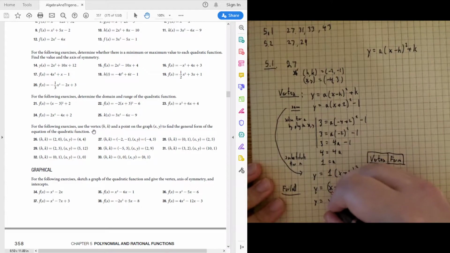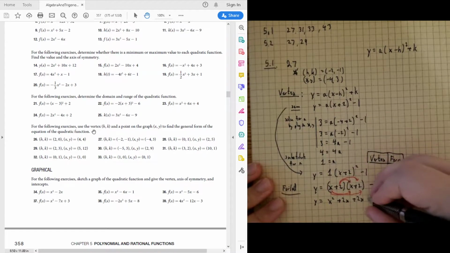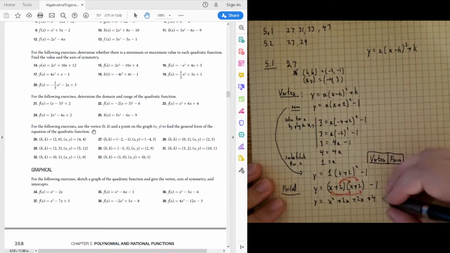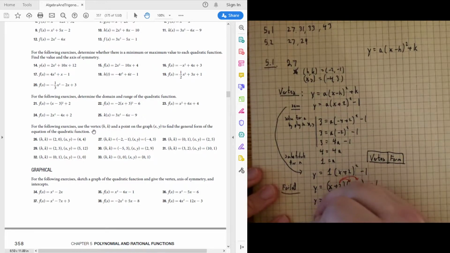X times x is x squared. X times 2 is 2x. 2 times x is 2x. 2 times 2 is 4. And don't forget, we still have the minus 1 over here. And then the last step is going to be, we're going to simplify this thing.